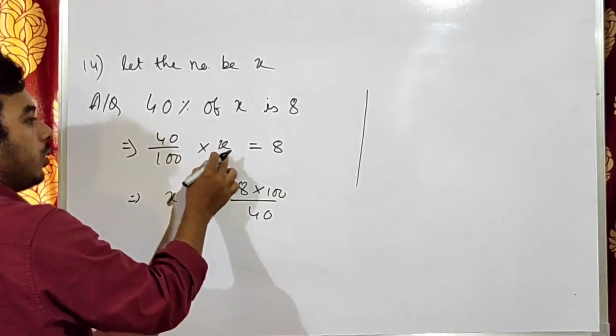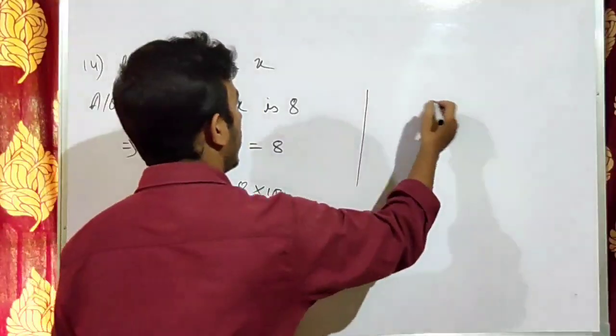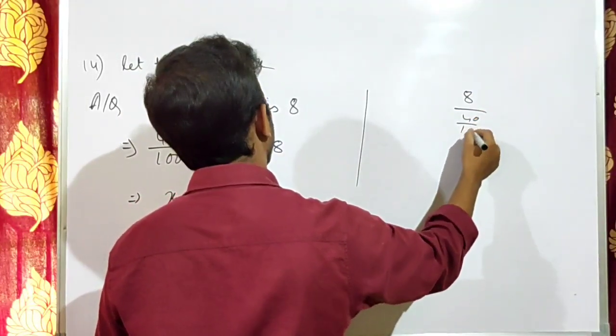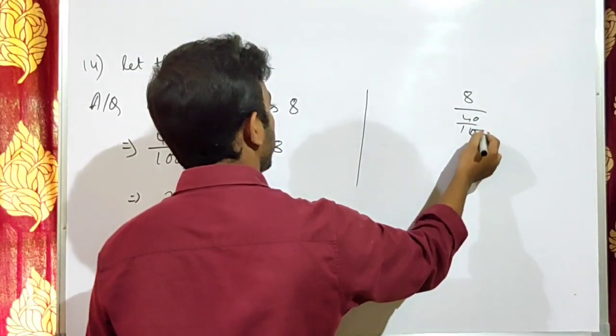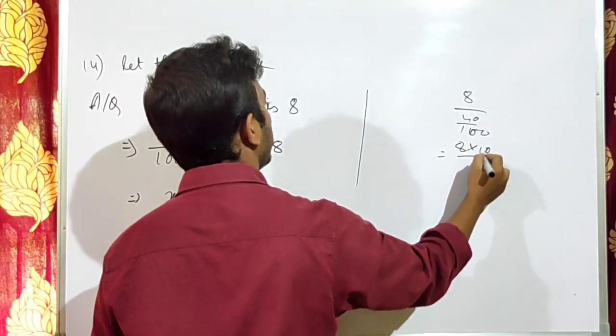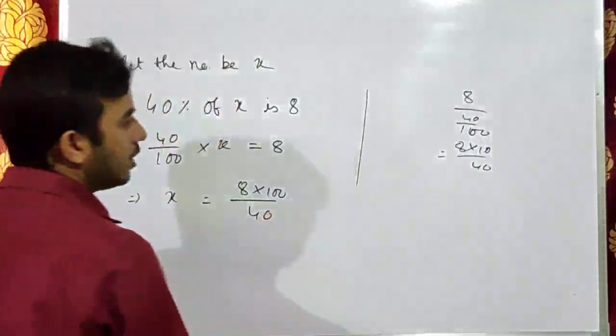If you don't know, we will go through our usual method. Here it is multiplied with x, so when you change the side it will be divided, right? So it will be like this, 8 divided by 40 by 100. Now it will go reverse, it will be 8 into 100 then divided by 40. I have directly written this one.